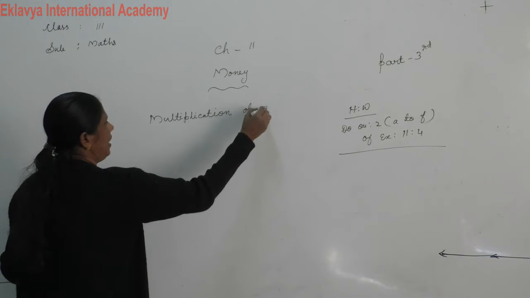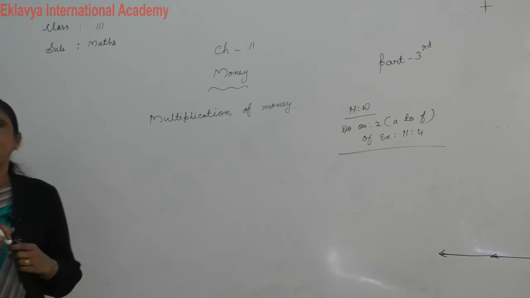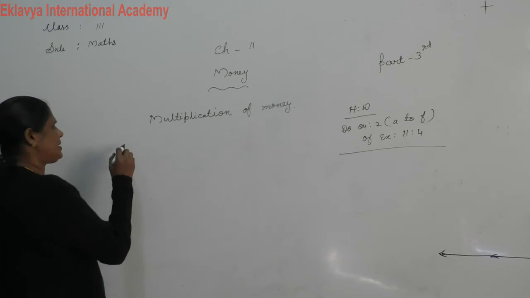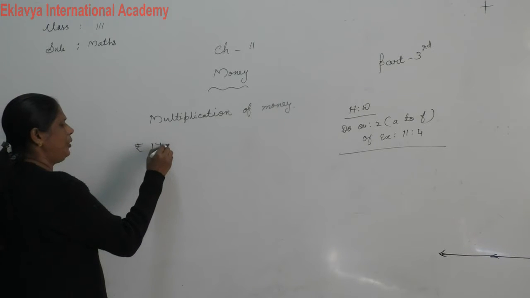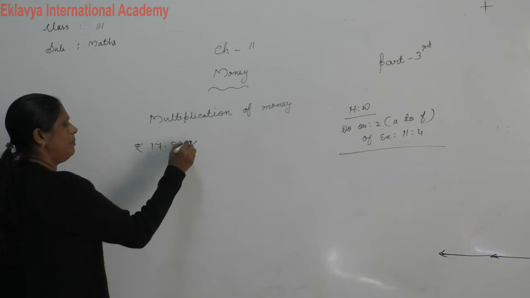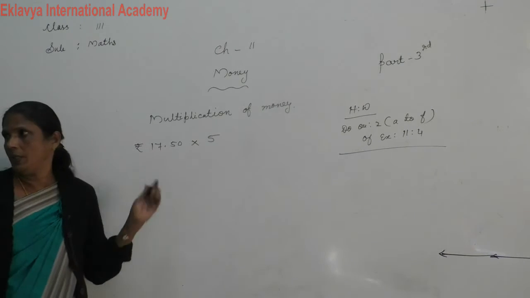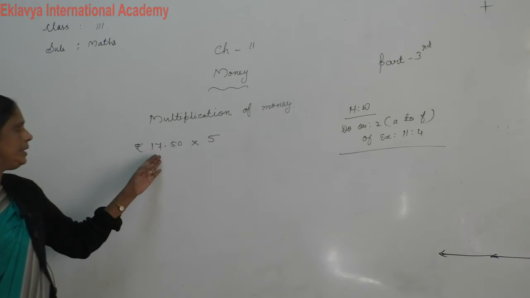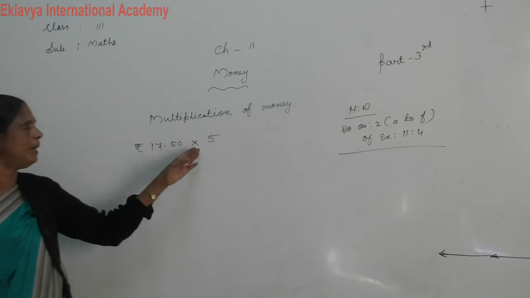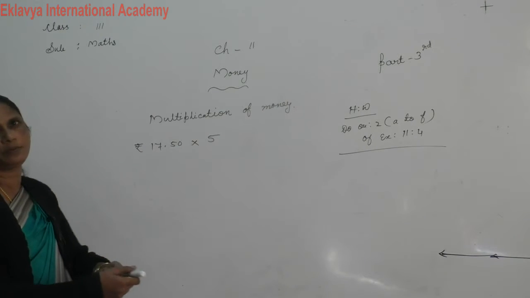Multiplication of money. How to multiply money? First, for example, rupees 17.50 multiplied by 5. Now we multiply this.